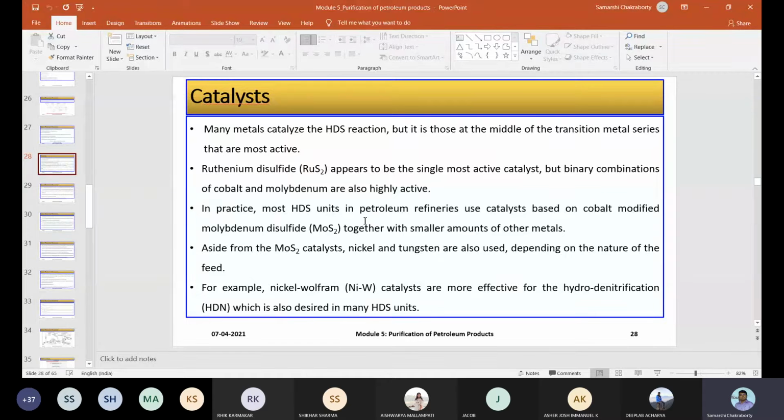In practice, most HDS units in petroleum refineries use a catalyst based on cobalt modified molybdenum disulfide, together with a smaller amount of other metals. Aside from this MoS2 catalyst, nickel and tungsten are also used depending on the nature of the feed. For example, nickel wolfram catalysts are more effective for hydrodenitrification, which is also desired in many hydrodesulfurization units.